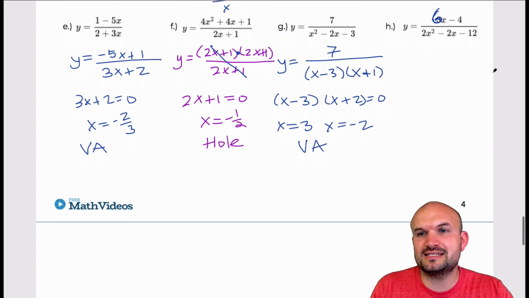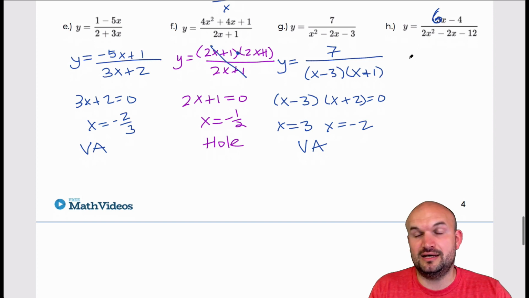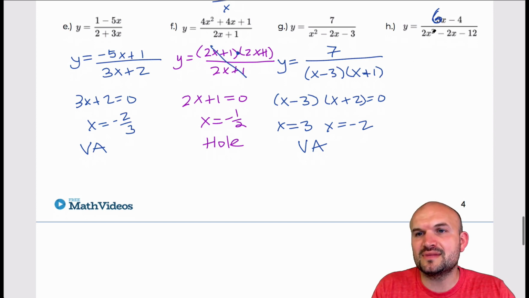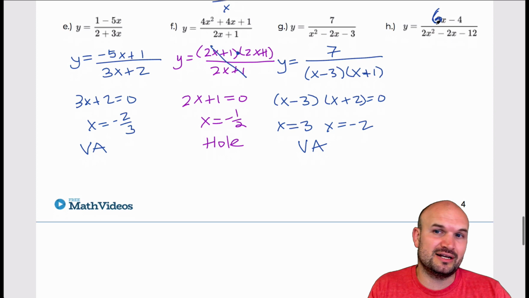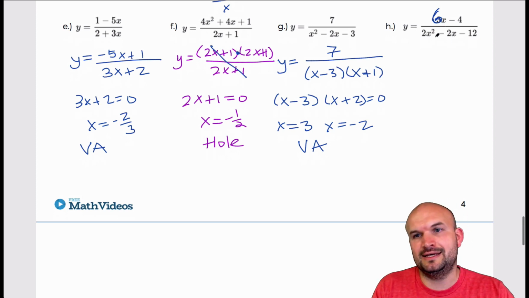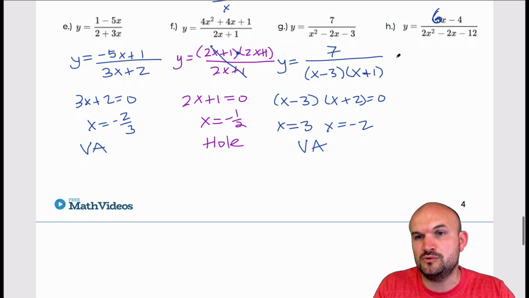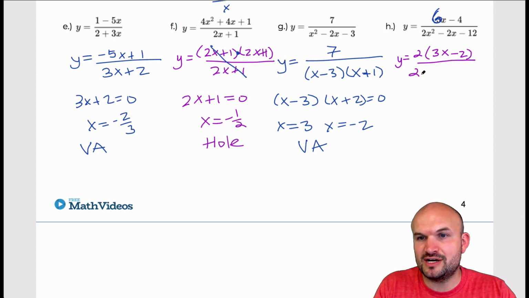All right, looking at this last example here, or I guess the last one I listed. I can factor the numerator. Now, I can't factor out a variable, but I can factor out the number 2. So y equals 2 times 3x minus 2. And then in the denominator, I can factor out a 2, and x squared minus x minus 6.